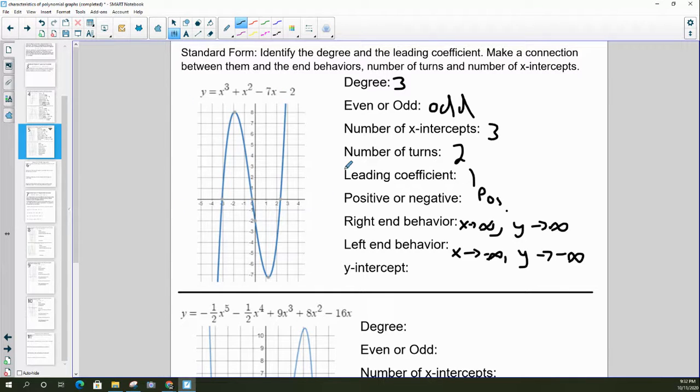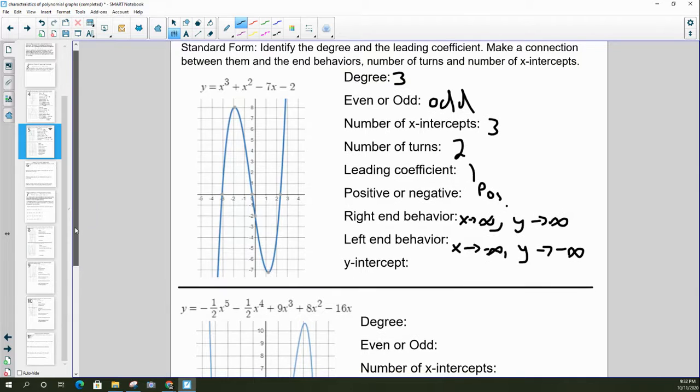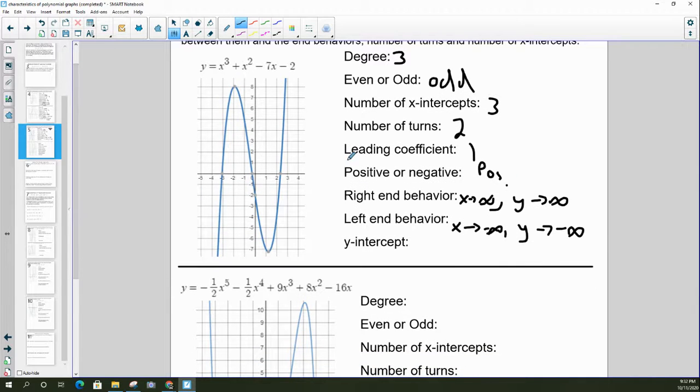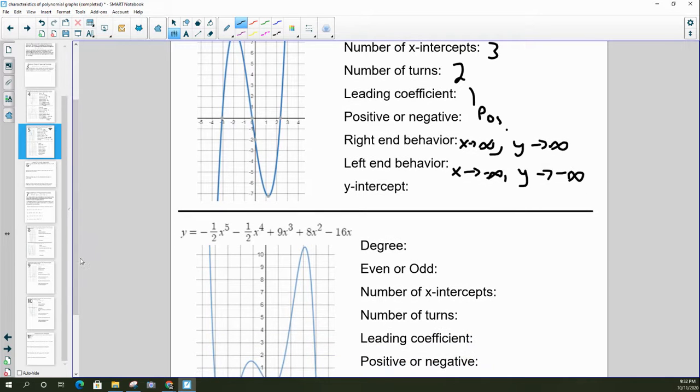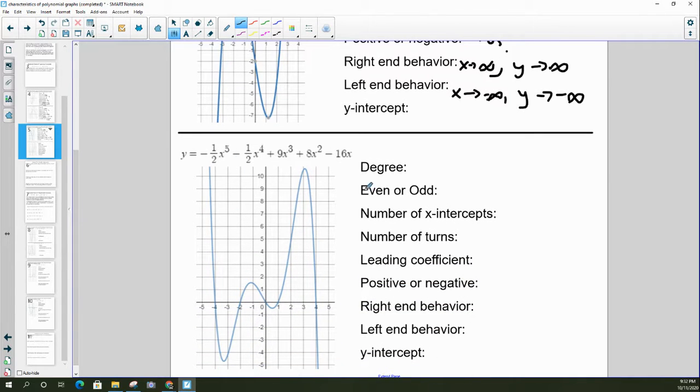Do they still connect to the leading coefficient like the even ones did? As x gets really big, what is y doing? It's getting big because the a tells us it's positive, it's growing. Let's see what happens with the negative one. Here we've got a degree of 5.